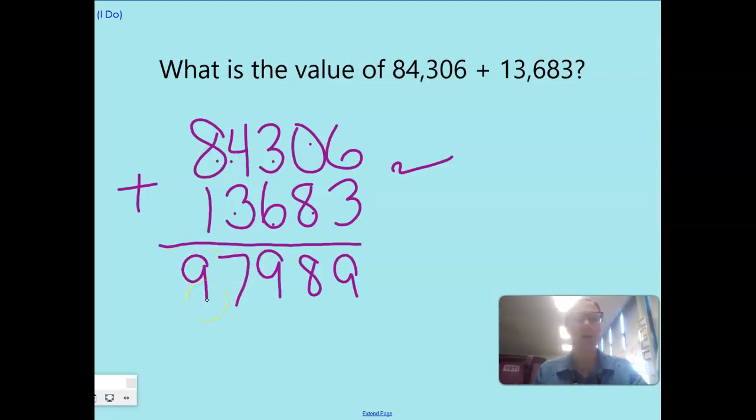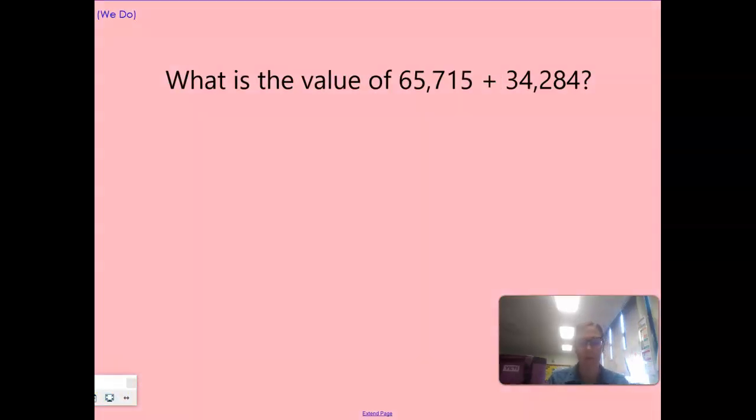Now I can go and put in the comma, counting numbers over from right to left. 1, 2, 3. Now I put my comma. So the sum of these two numbers is 97,989.